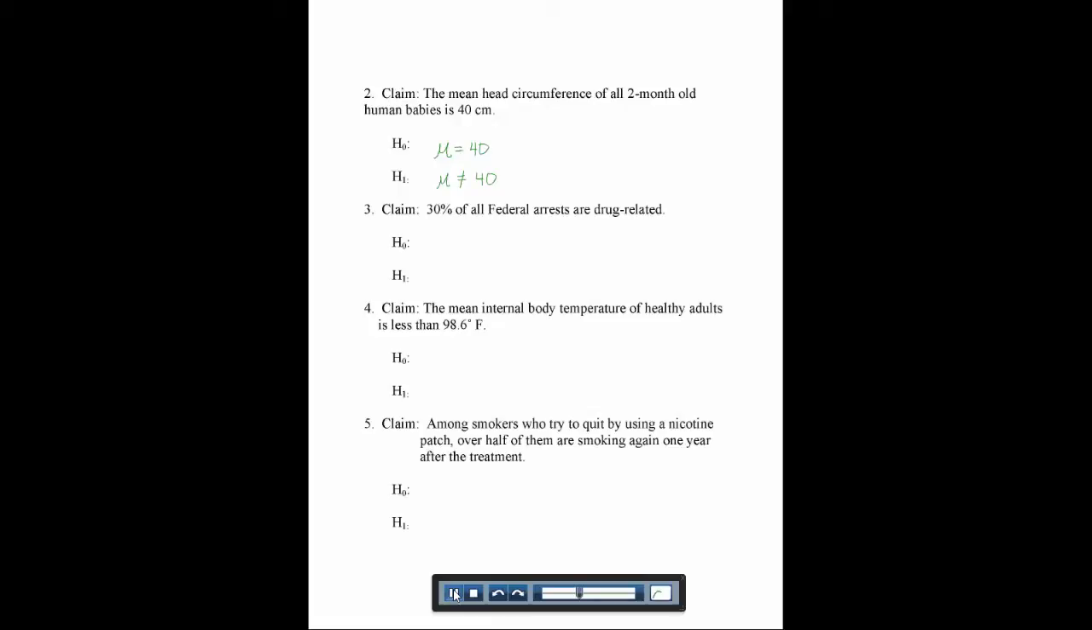Okay, if we look at number 3, the claim is that 30% of all federal arrests are drug-related. So again, this is an equal statement. So our proportion, so it's a percentage, is 30%. And again, since that was our claim and our null hypothesis, we'd use a does not equal for our alternate.